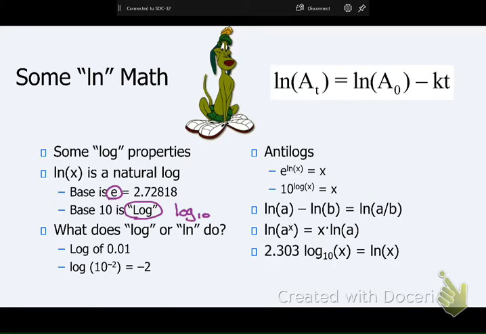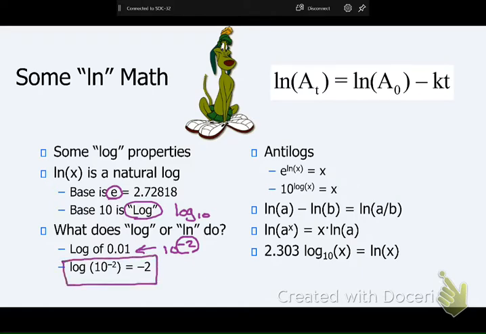So let's talk about base 10 logs first and what a base 10 log does. If I have 0.01, that is the same as 10 to the minus 2. The property of a log is that it returns the power of 10 that represents that number. If I take 10 to the minus 2, the power of 10 that represents that number is minus 2, and so that's why if you take the log of a number, it's that.